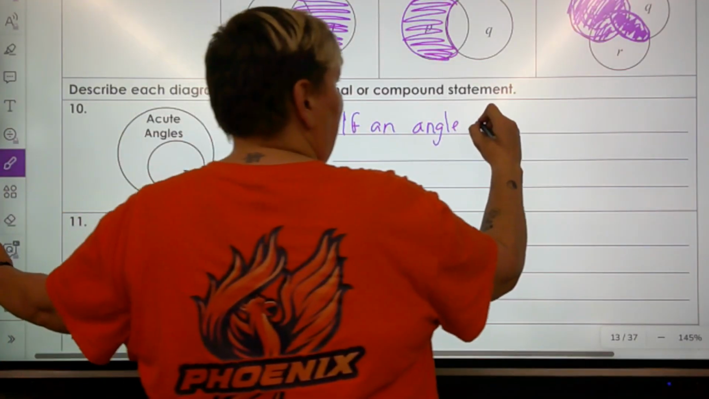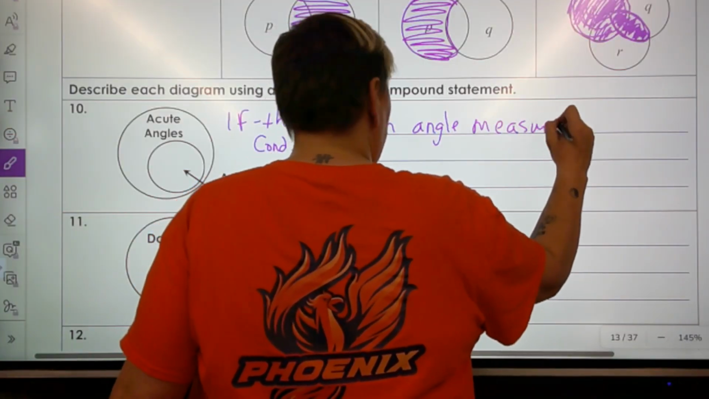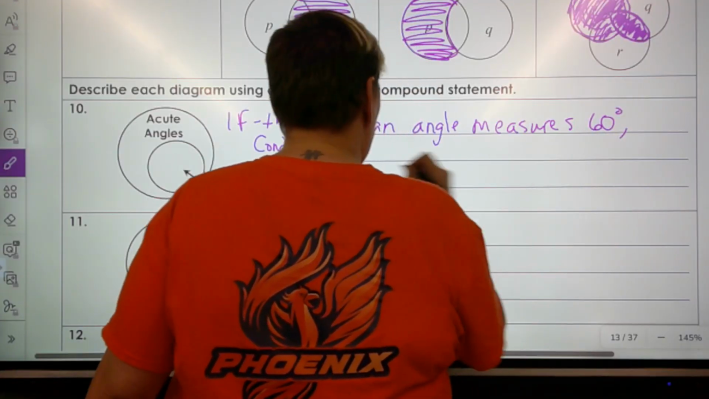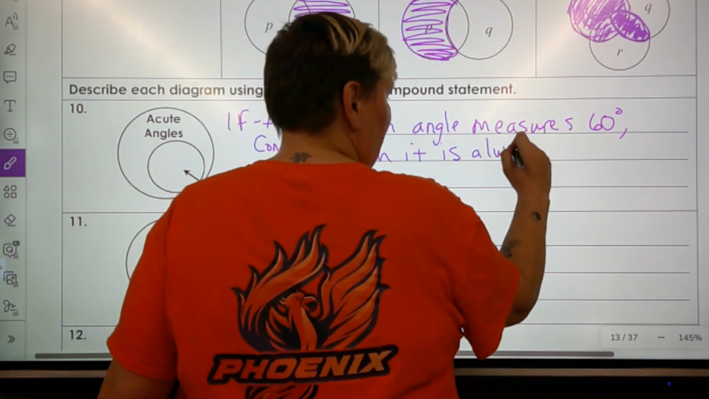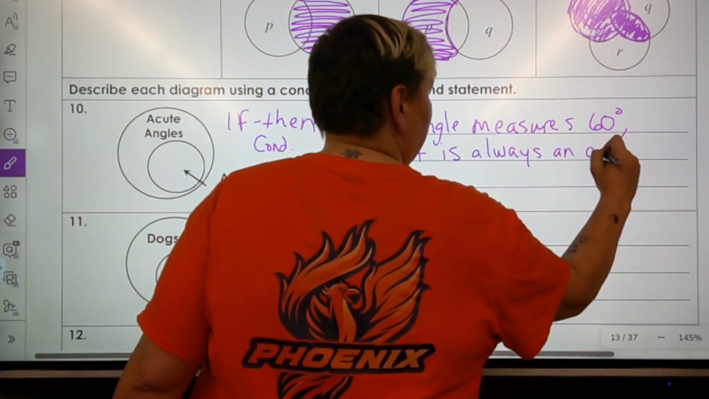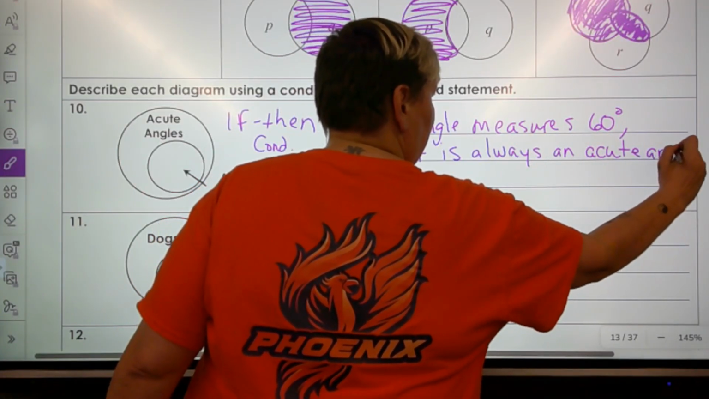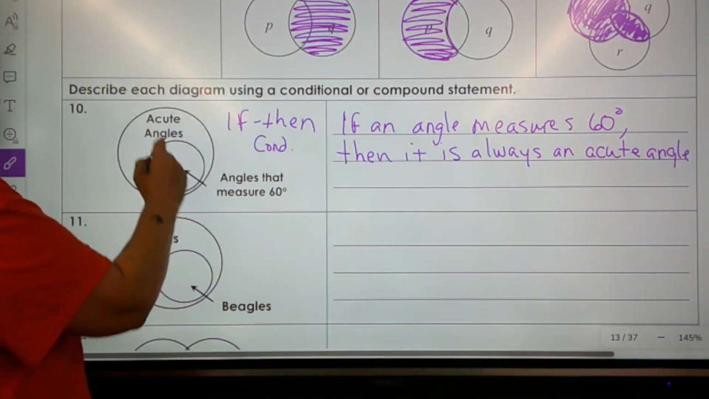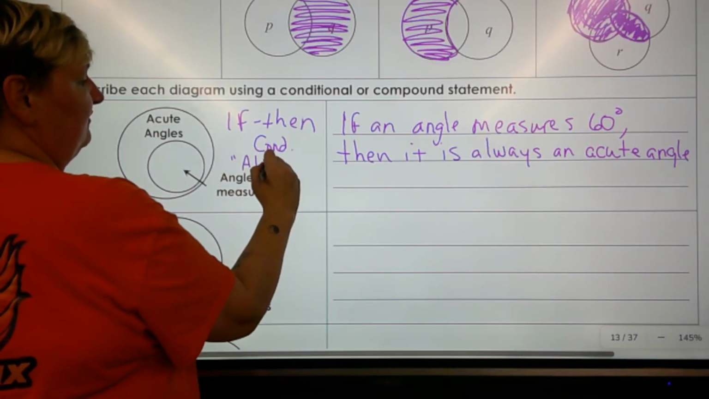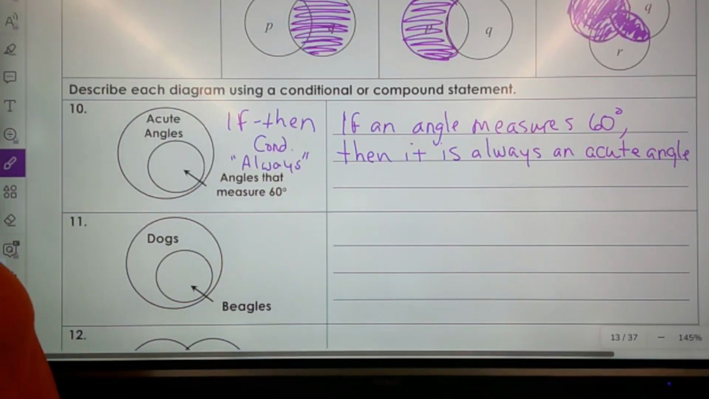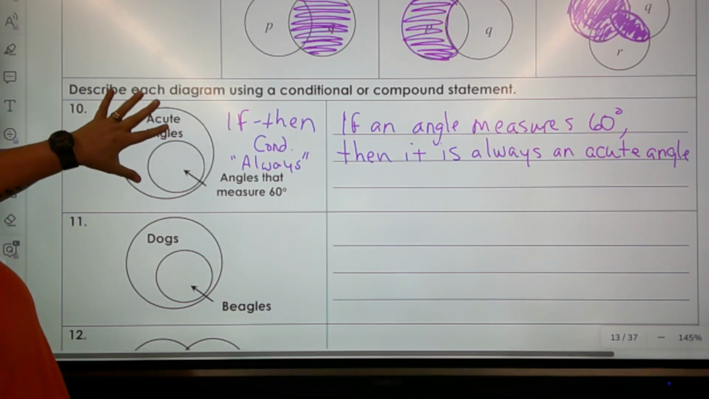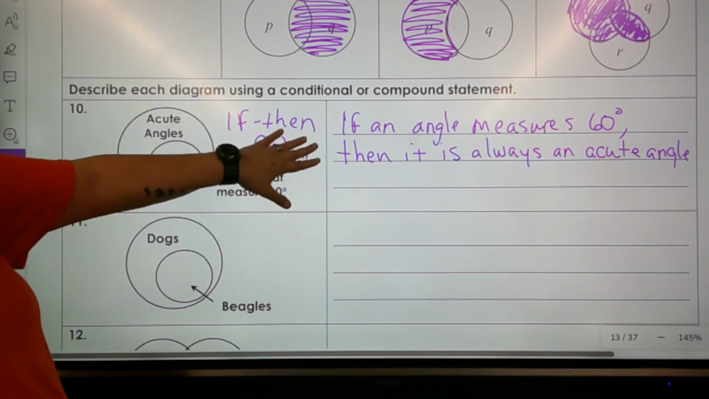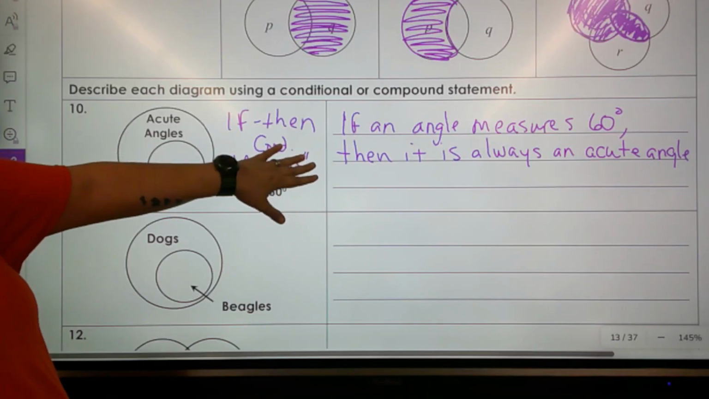If an angle measures 60 degrees, then it is always, that's our code word, an acute angle. Because it's on the inside, our code word is always. So I picked out what I understood. I understood that this was an if-then conditional statement, and I understood it was an always statement. So then I just wrote it in a way that made sense. If an angle measures 60 degrees, then it is always an acute angle.